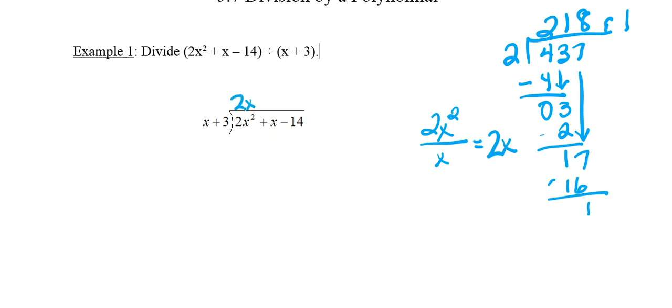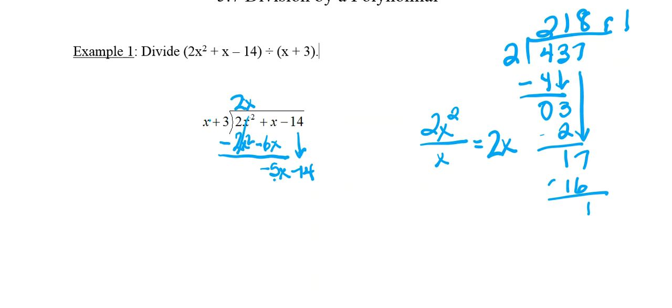Now I'm going to do the distributive property. 2x times x is 2x squared. 2x times 3 is 6x. Now, just like we did over here, we're going to subtract our results. Make sure you subtract both parts, not just one part. The 2x squareds wipe out. I have x minus 6x, leaving me with negative 5x. And I'm going to bring down the next term, just as I did over here on the right.